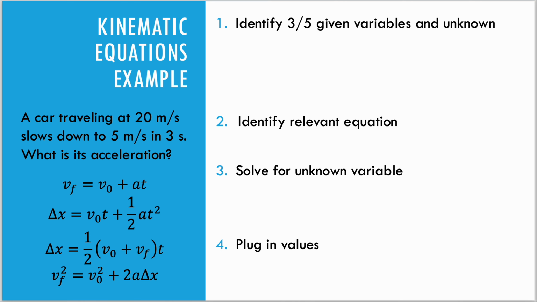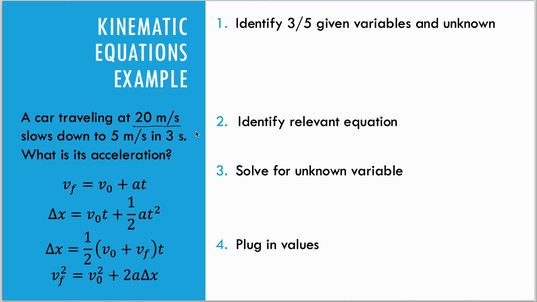Because these problems tend to be harder for students, let's go ahead and do a full example. A car traveling at 20 meters per second slows down to 5 meters per second in 3 seconds. What is its acceleration? The first step is to identify 3 out of 5 given variables.